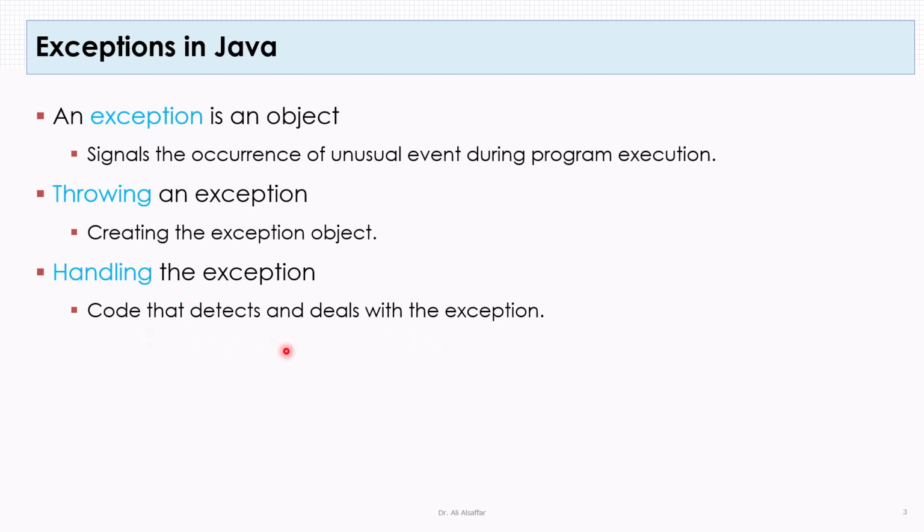So this is a summary of exceptions in Java. An exception is an object. To create it, we throw an exception. And to handle the exception, we write the code to deal with the exception.